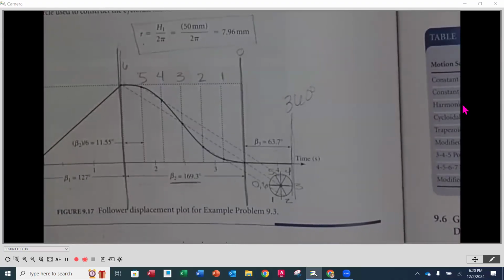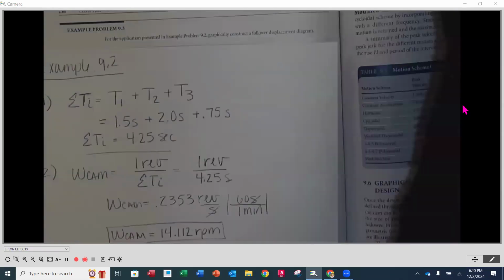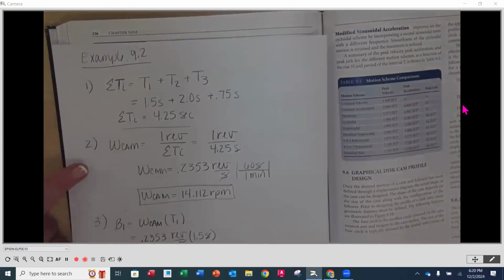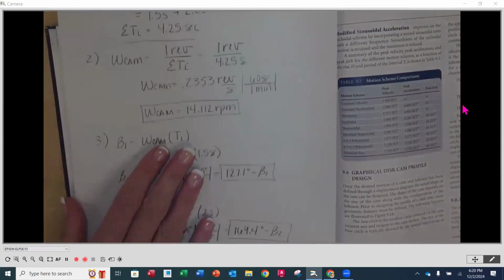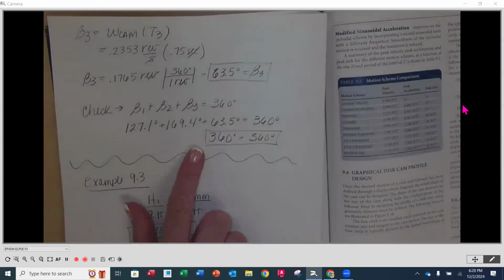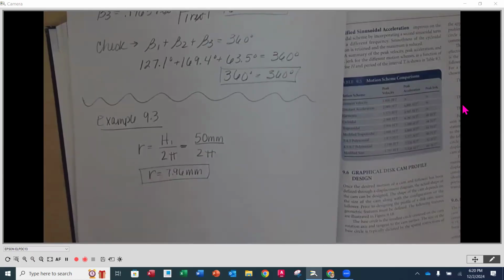Okay, so to review for the practice problems for examples 9.2 and 9.3, for 9.2, you're going to do those first 2 steps, the total time, the cam rotational speed, and then each one of the betas with the check at the end to 360. Then for example 3, it's just going to be the radius calculation. All right. And then again, we talked through how to create that displacement diagram.